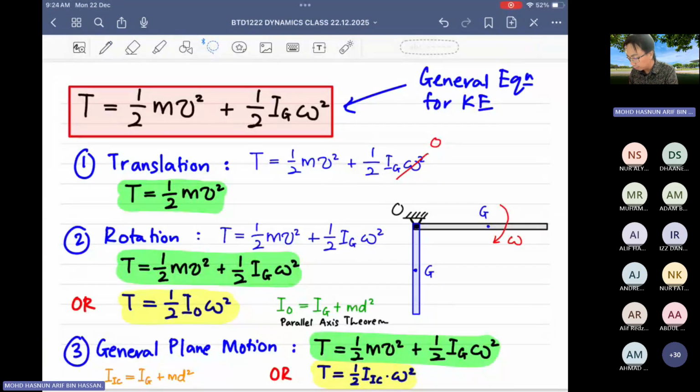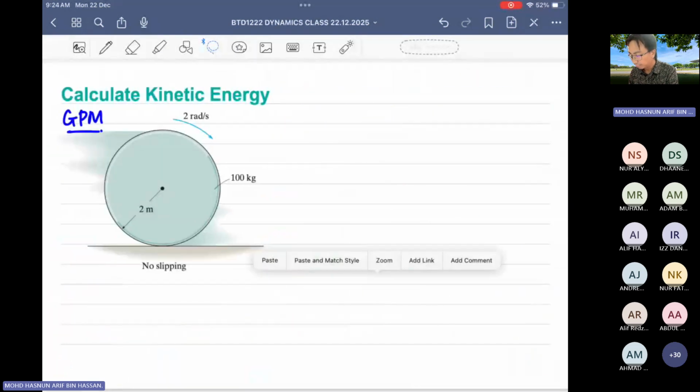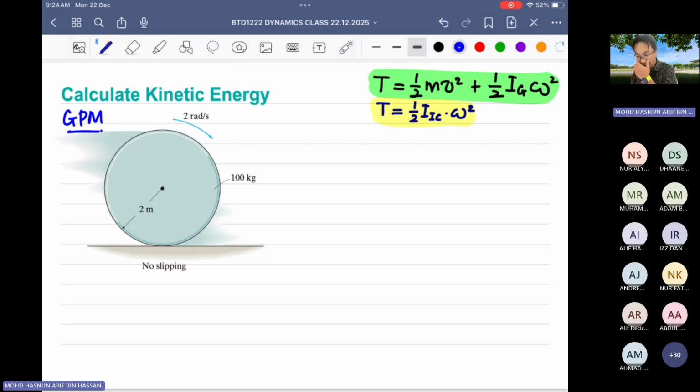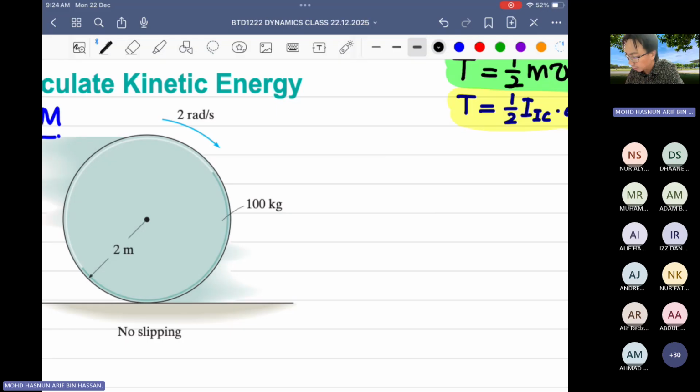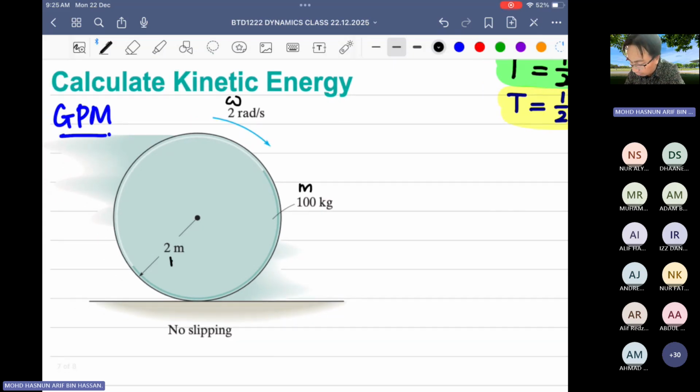You have two options. We will try to solve this using both options, to see that you get the same answer. So we have two options here. And a very important piece of information here is that it says no slipping. What we have here is M is 100, the value of omega is 2 radian per second, and the value of R is 2 meter.